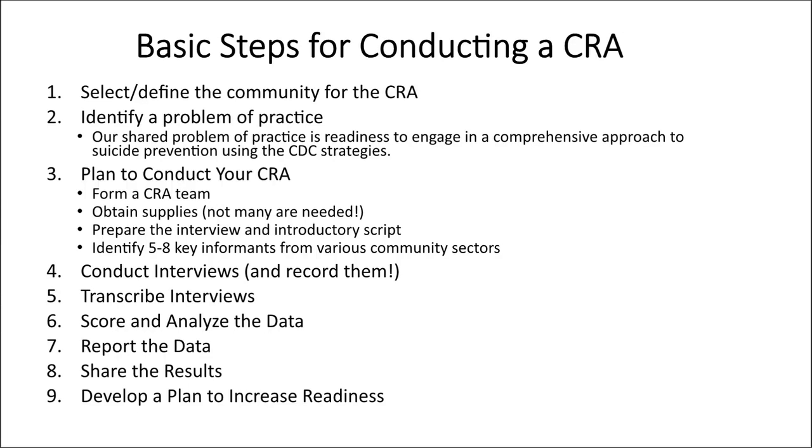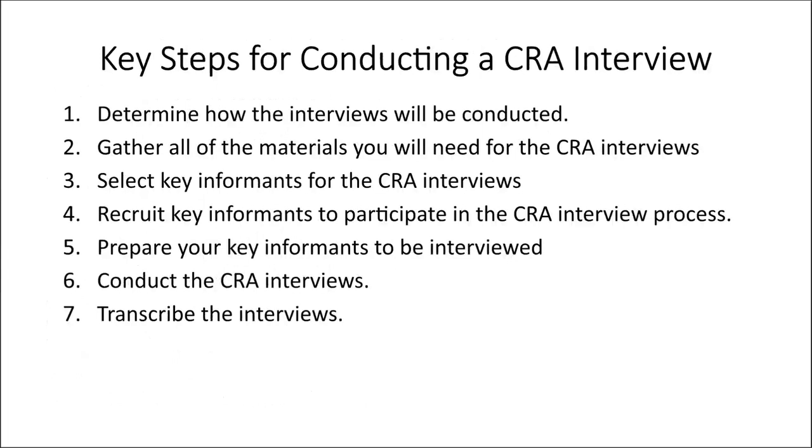Next, you'll plan to conduct your CRA. That's going to involve forming a CRA team, obtaining supplies, and not many are needed, preparing the interview and introductory scripts, identifying in one sense 5 to 8, but probably more likely 6 to 10 key informants from various community sectors. You'll then conduct your CRA interviews and make sure you record them. You'll transcribe the interviews. You'll score and analyze the data, report the data, share the results with your coalition and the community, and then use those results to develop a plan to increase readiness.